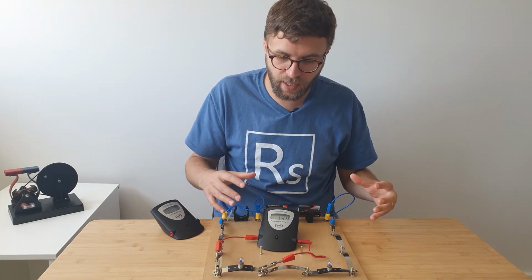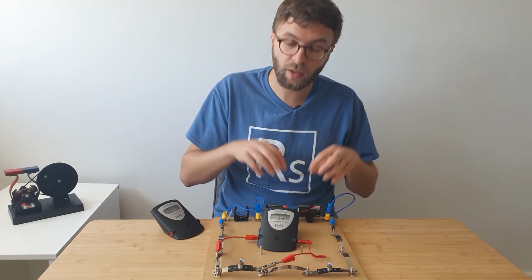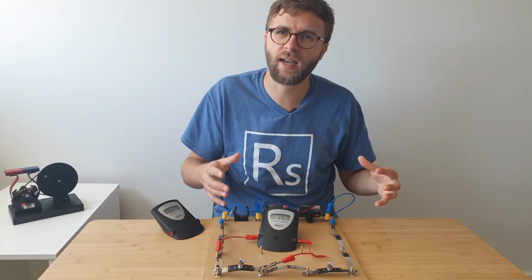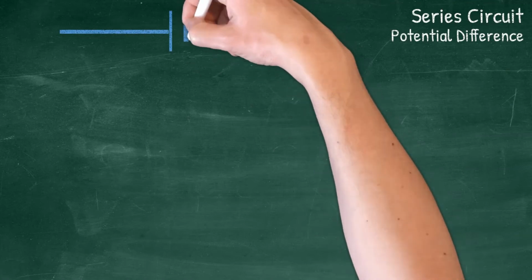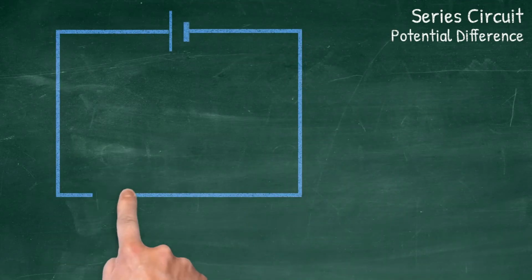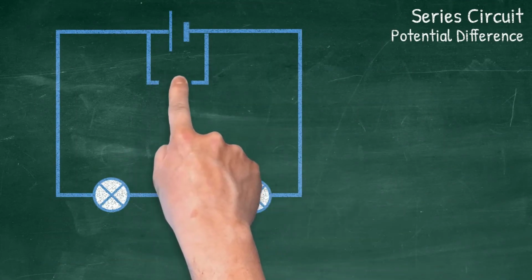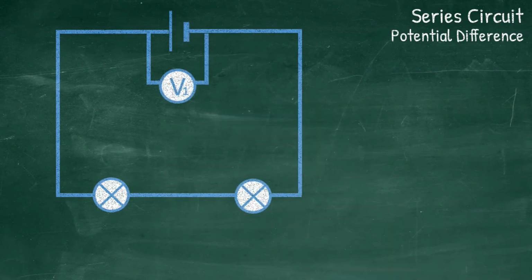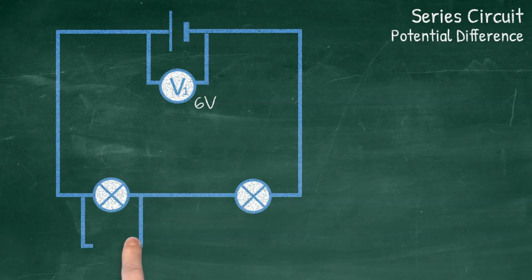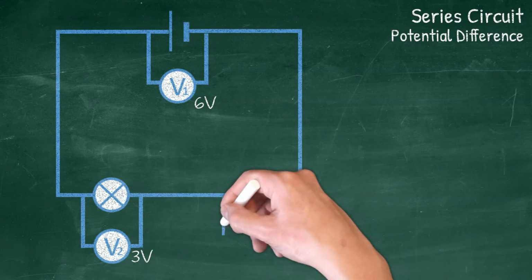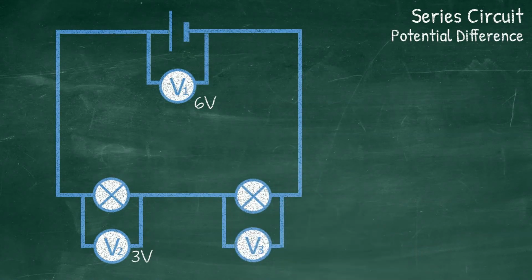So you can quite clearly see that they're not the same as each other, and they're not the same as the power supply. So why is that? In our series circuit, the current is transferring the energy from the power supply to all of the components. If we measure the potential difference of the power supply here, it's 6 volts. Now, to transfer that energy to all the components, it has to be shared between them. These components are identical, and so the energy will be transferred equally, with this bulb having a potential difference of 3 volts, and this one also having a potential difference of 3 volts.